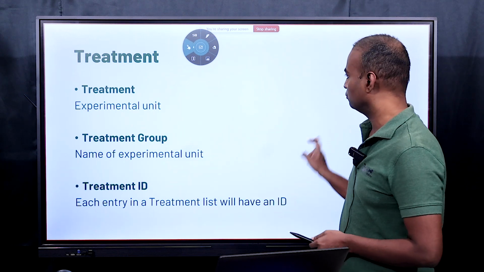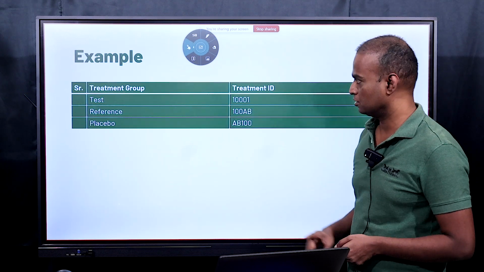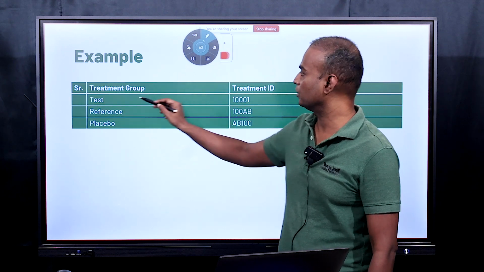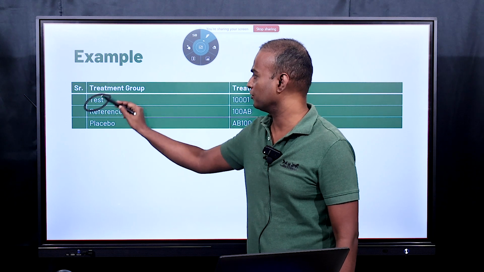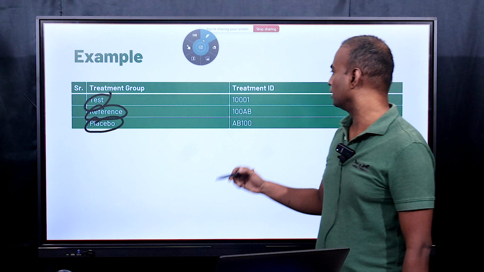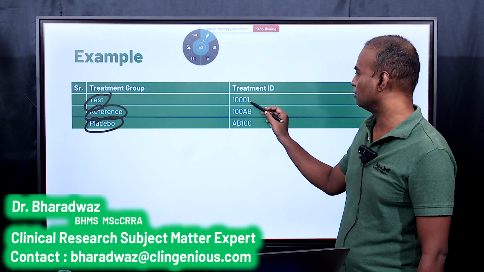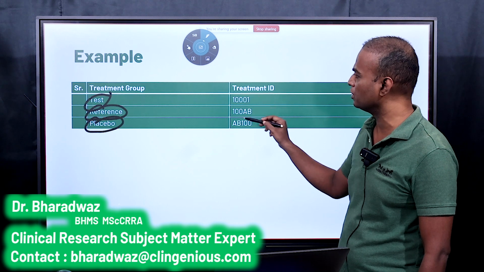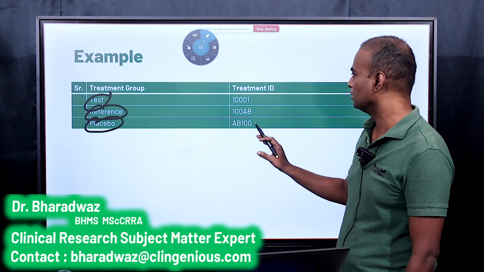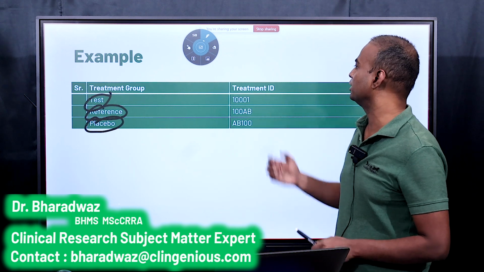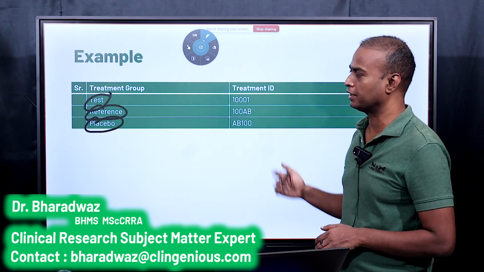Then we move on to the next thing. This is just an example. You can take this example as a treatment group. Test can be a treatment group, reference can be a treatment group, placebo can be a treatment group, and treatment ID can be 1301 100 AB. So this should be an alphanumeric combination. This is just an example for treatment group and treatment ID.